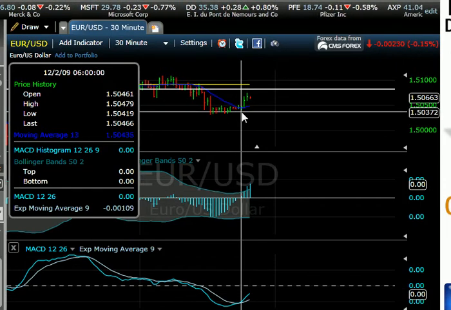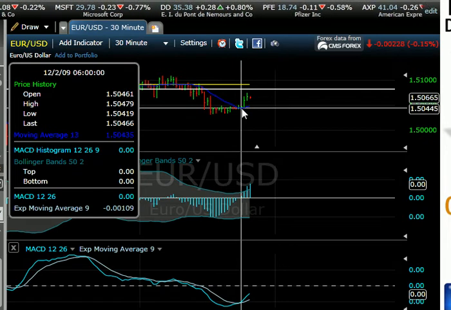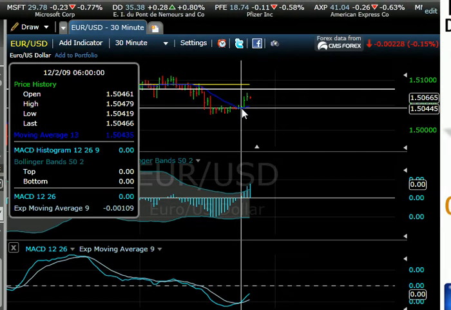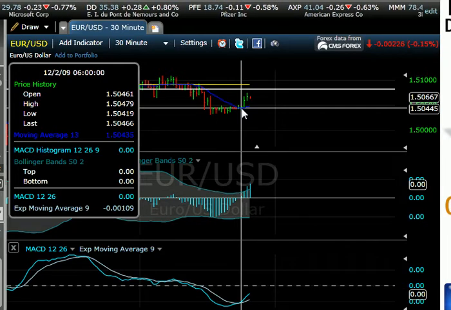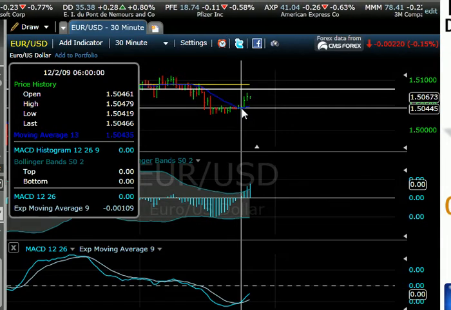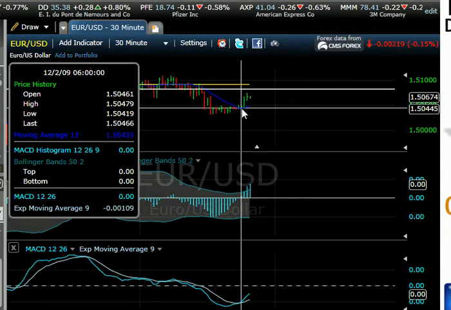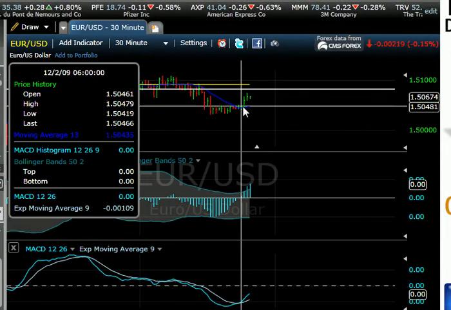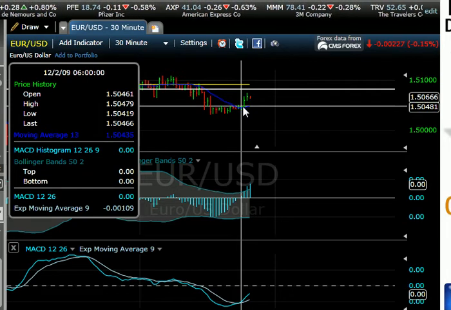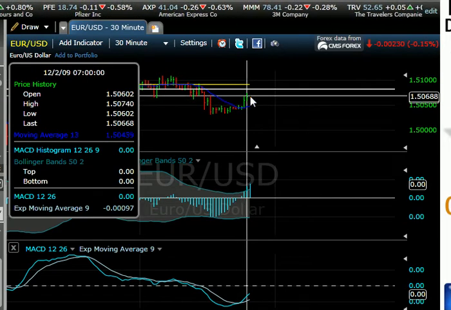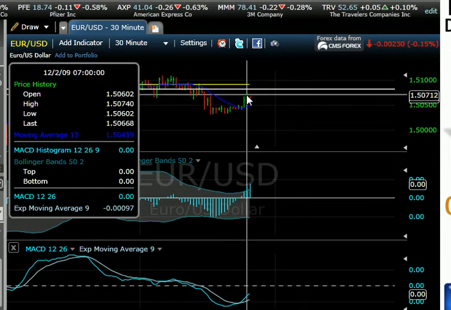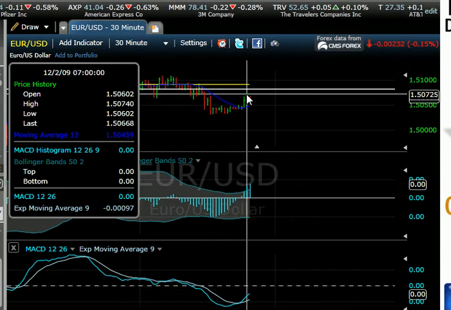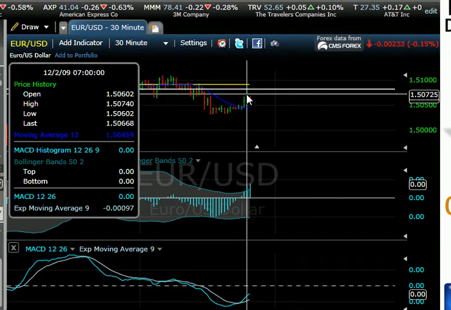Sure enough, as soon as it crossed this little blue line, I jumped in at 150.494, and right there is where I got in. And I didn't get out till I got to this point right here at 157.19. That is when I got out.